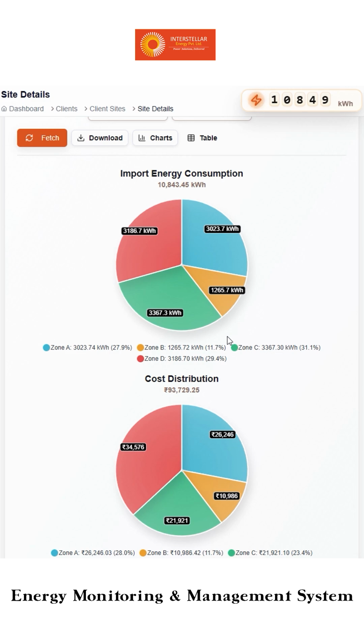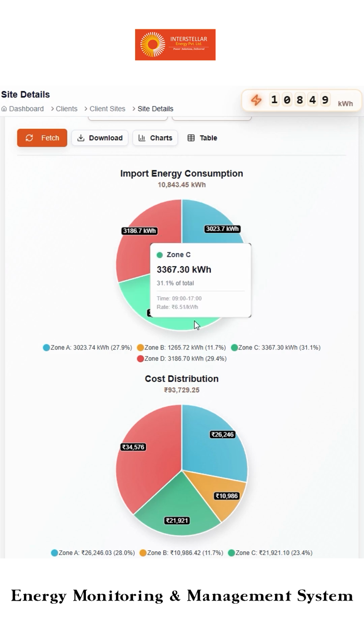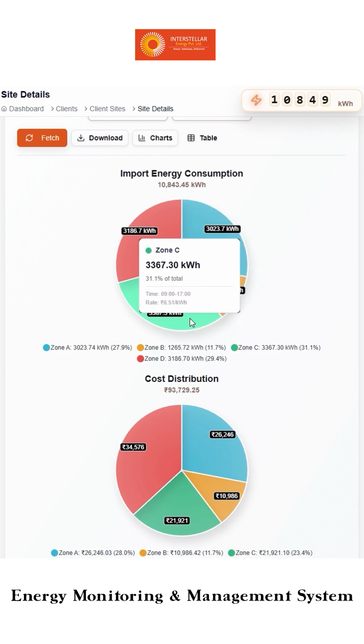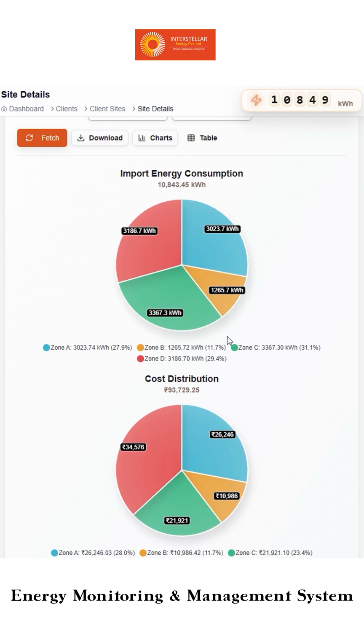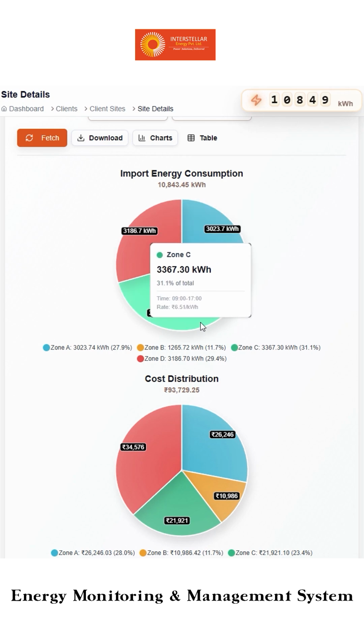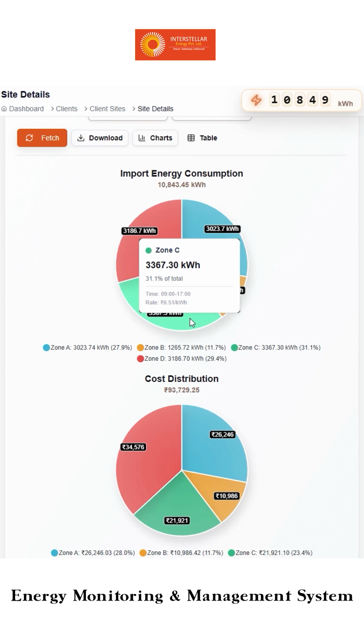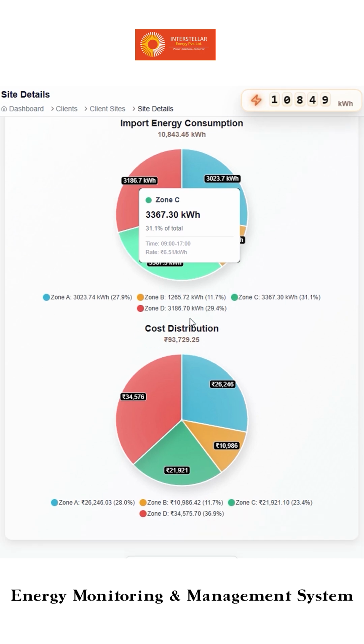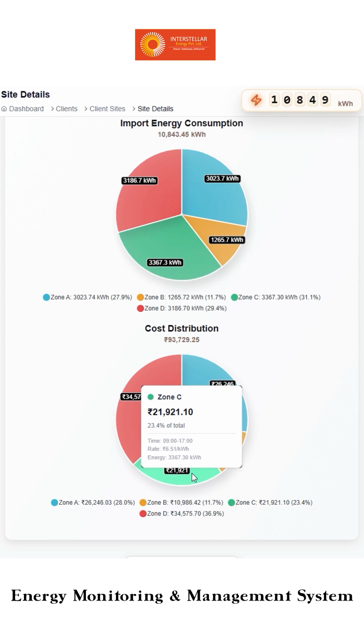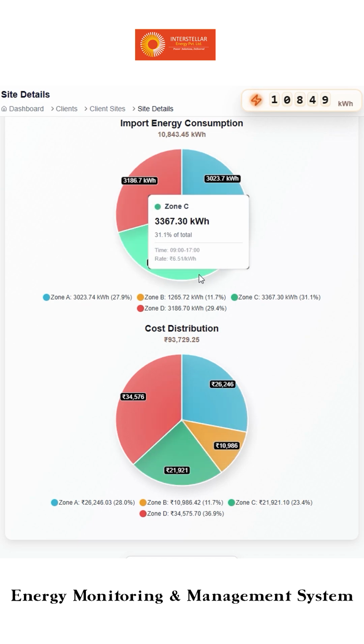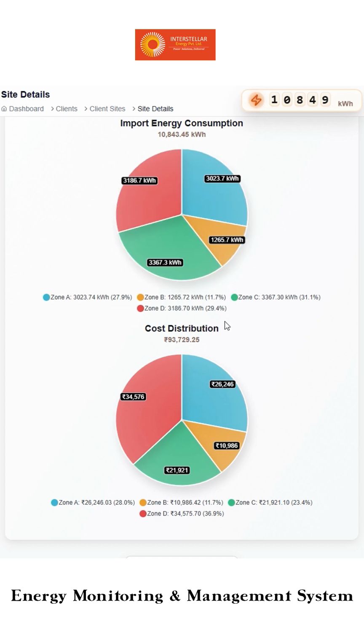The advantage of this zoning system is that it allows us to identify in which zone the power has been used. For example, in the C zone, the power is slightly cheaper or the electricity cost in that zone is lower. Because of this cheaper power, if we look at the data, we use 31.1% of the total power in the C zone, but while paying the electricity bill, we paid only 23.4% of the cost for that power. Therefore, savings are possible in the C zone.